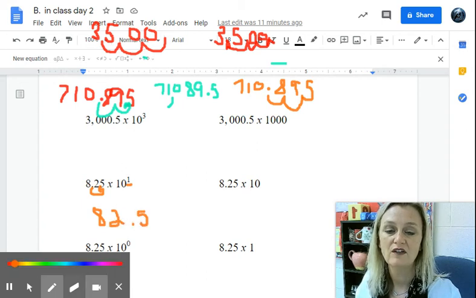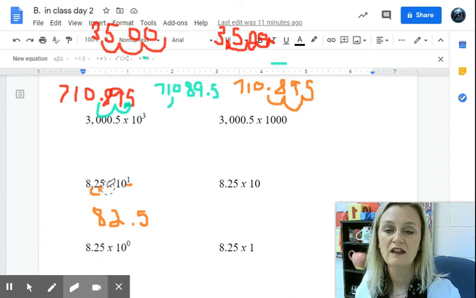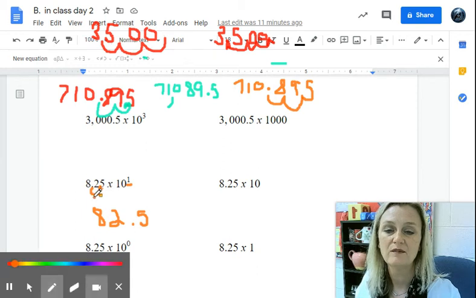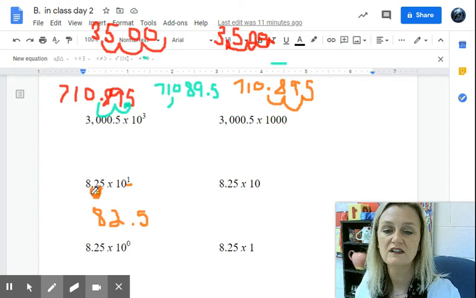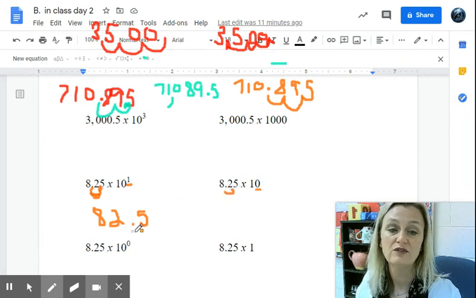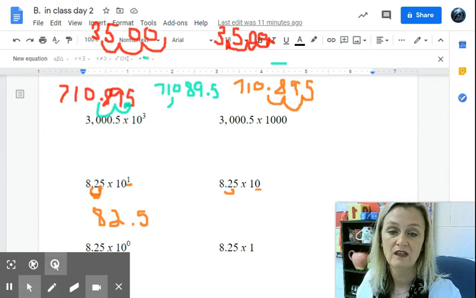82.5. There can only be one number in a swoop. Okay, so that means the 2 is in the swoop, and the decimal goes between the 2 and 5. 1 swoop turns into 82.5 because 10 to the power of 1 is a 1 with 1 0.